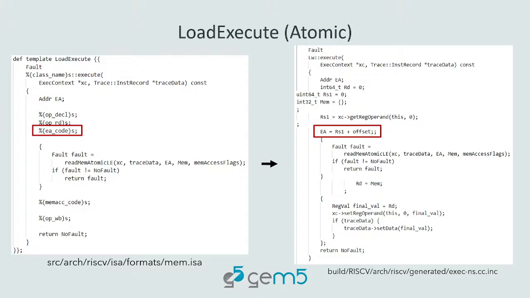Here is one interesting thing that I want to talk about. EA_code is also a symbol, right? For the other symbols, the ISA parser automatically figures out what the equivalent code to that symbol is. The EA_code symbol we specify, at least in the case of our load format.